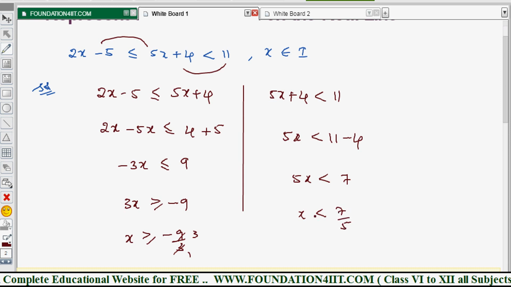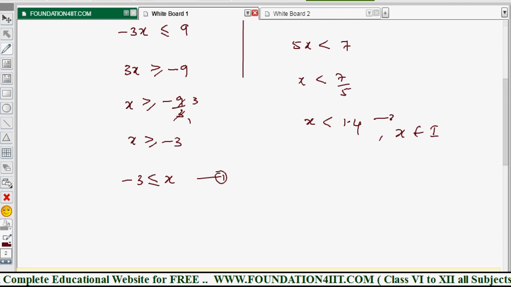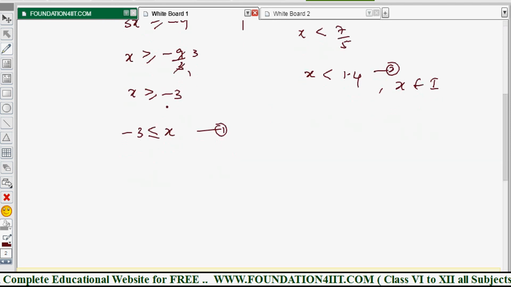Because it is not an integer, we can write it as a decimal number. x is less than 7 by 5, which is 1.4. Okay, 5 ones are 5, 2, 0, 1.4. x is less than 1.4. So here also x belongs to integers. Now these two combined. If you write from inequations 1 and 2, that is minus 3 less than or equal to x, and from the second, x is less than 1.4, where x belongs to integers.